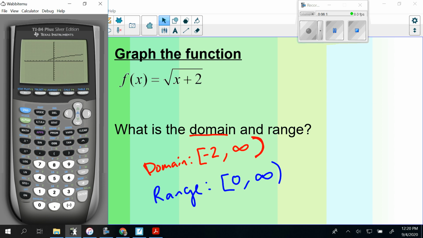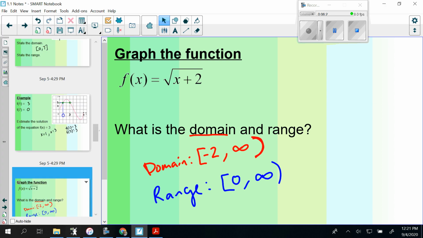Our range is our smallest value, 0, on the y-axis. Yes, it hits the y-axis, that's a y of 0, and it goes up, so it would go to infinity. So it looks like we got the correct solutions there.